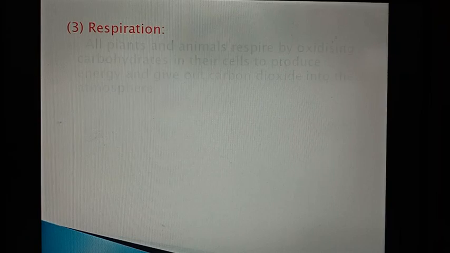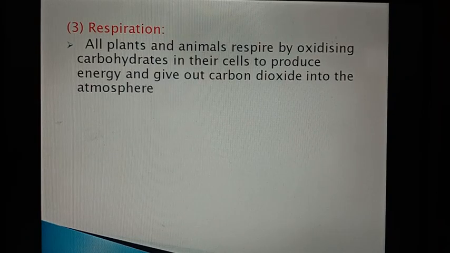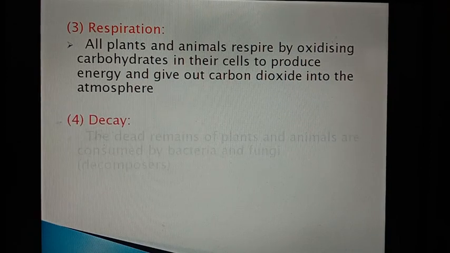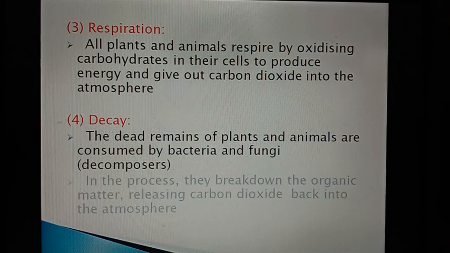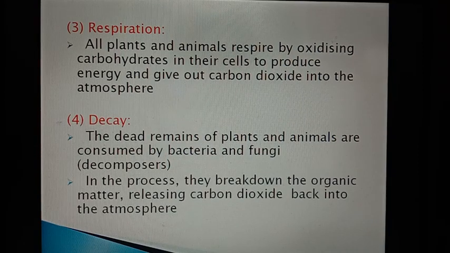Next step is respiration. All plants and animals respire by oxidizing carbohydrates in their cells to produce energy and give out carbon dioxide into the atmosphere. Next is decay. The dead remains of plants and animals are consumed by bacteria and fungi, which are the decomposers. In the process, they break down the organic matter, releasing carbon dioxide back into the atmosphere.